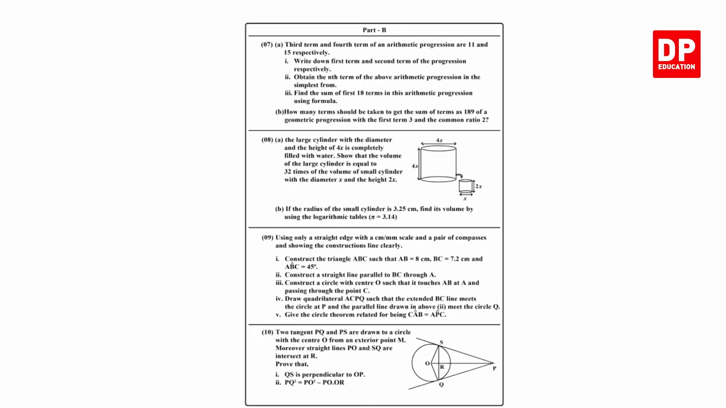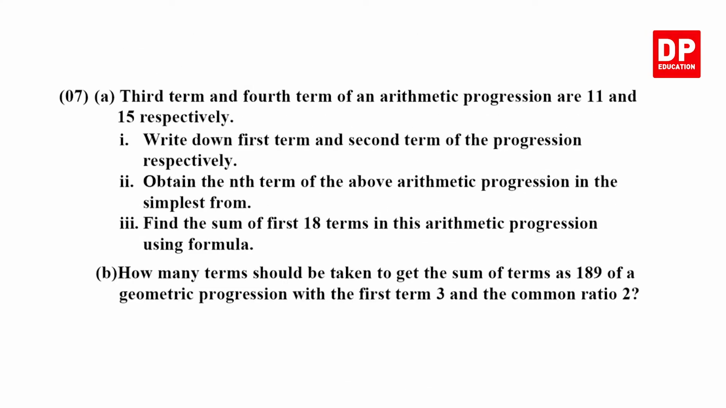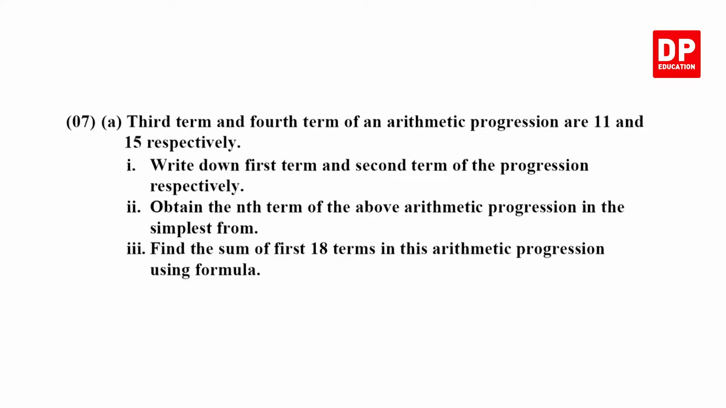Now you can do part B. Again, you get 6 questions. You have to do 5 questions. Each question you can spend 18 minutes. So you can try 7, 8, 9, 10. Question number 7. This is about number patterns. Arithmetic progression is there. And in part B, you are getting geometric progression as well. So we'll do step by step.